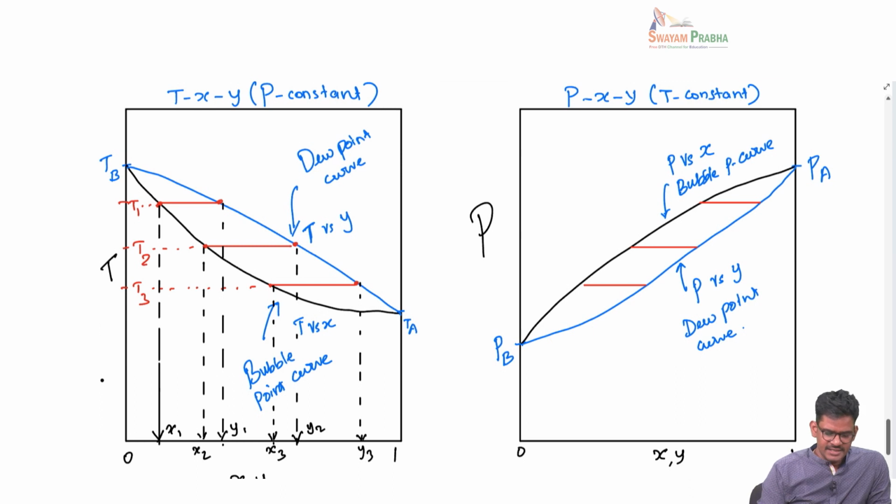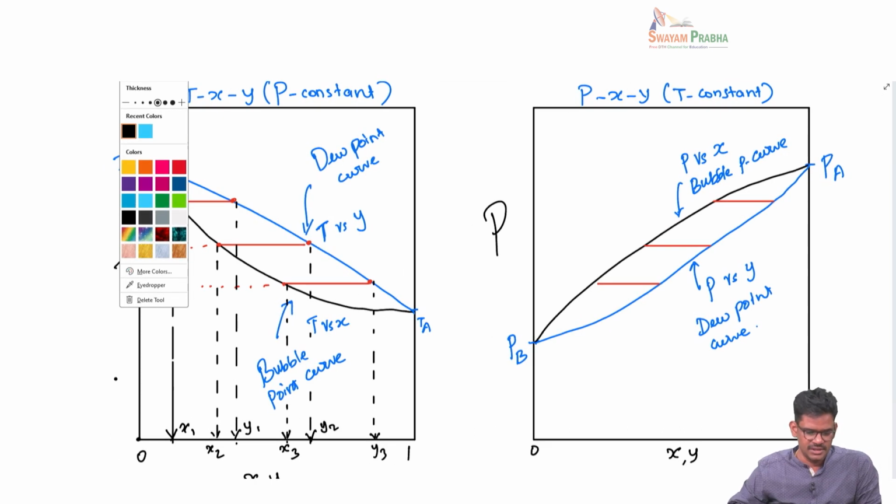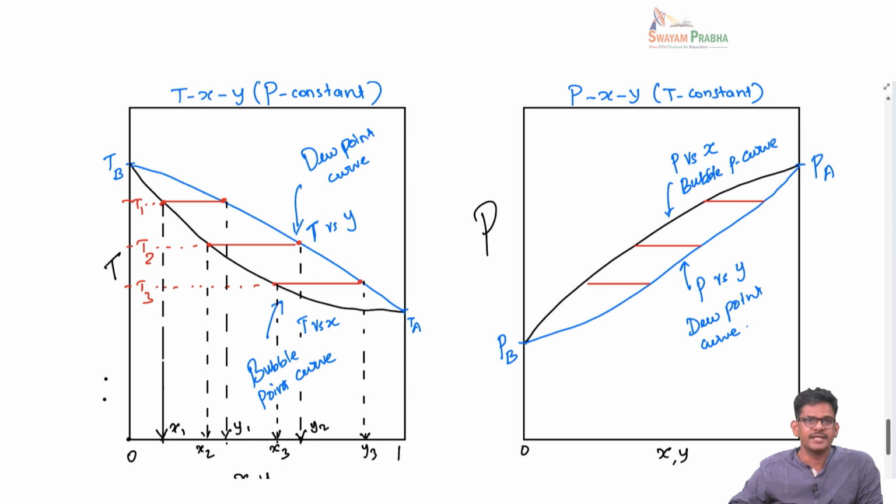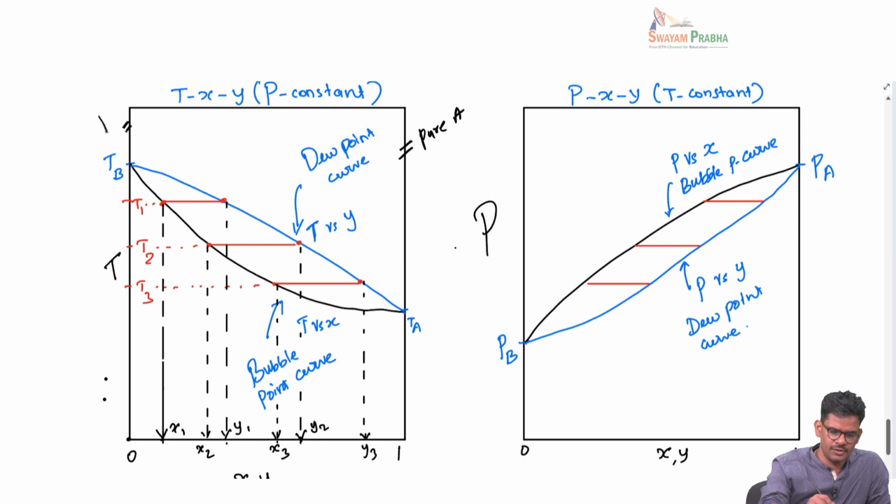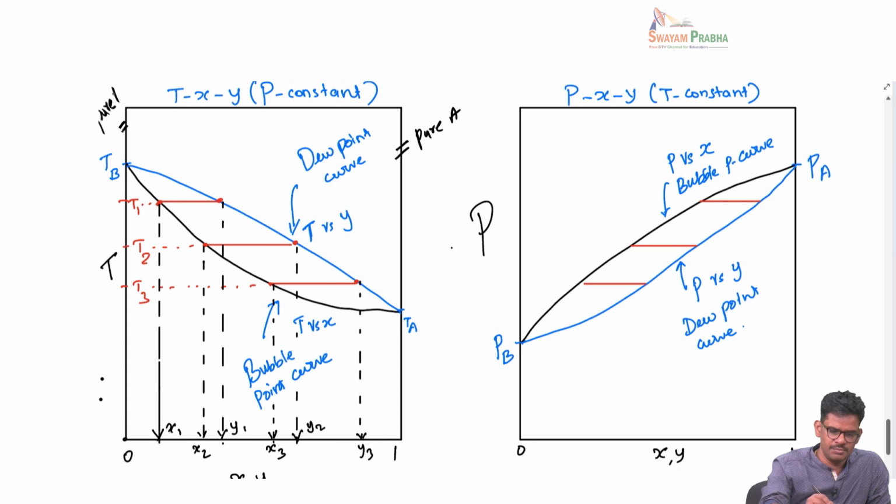So when I look at X equal to Y equal to 0, that is on the left hand side line, this corresponds to pure B. So this entire line that you see here on the Y axis corresponds to pure component B. On the other hand, X equal to 1 or Y equal to 1 on the right hand side, this line, corresponds to pure A. So we got pure B and pure A.